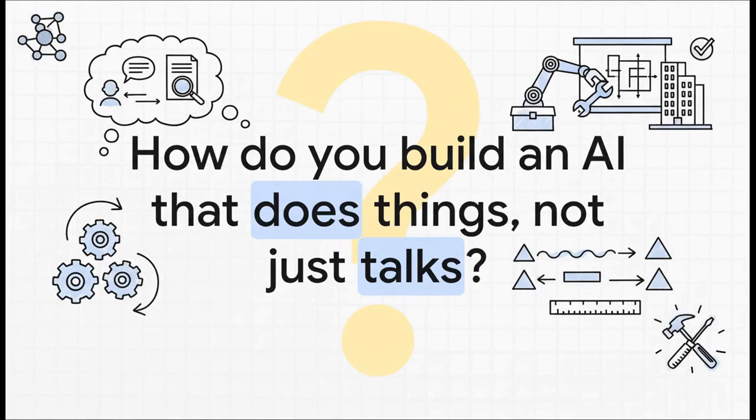We've all seen AIs that can chat with you or summarize a document. That's cool. But the real leap forward, the thing that changes everything, is what's called an agentic AI. That's an AI that can actually take action on its own, use tools, and figure out how to solve complex problems step by step without you holding its hand.